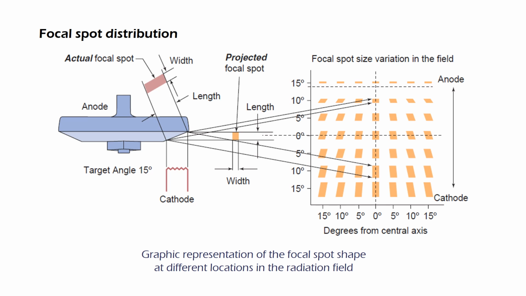Nominal focal spot size, width and length, is specified at the central ray of the beam from the focal spot to the image receptor, perpendicular to the anode-cathode axis and bisecting the plane of the image receptor. Anode heel effect.